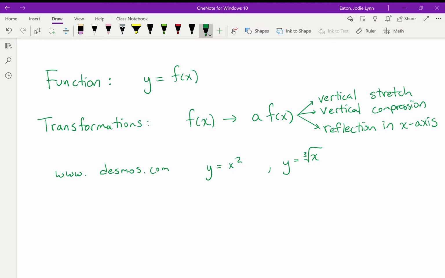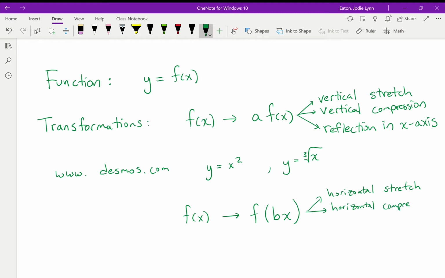Okay, so what if you don't want to stretch, compress, or reflect in the y direction, in that vertical direction? Well, if you want to do it in the x direction, we are going to look at what happens when we take f of x and map it to f of bx. So we're instead multiplying the x by some number b. And this is going to cause a horizontal stretch. I believe the technical term is expansion, but I rarely use that. A horizontal compression, and compression may be referred to as a squish as well. That is a very technical term. And it may have a reflection in the y-axis.